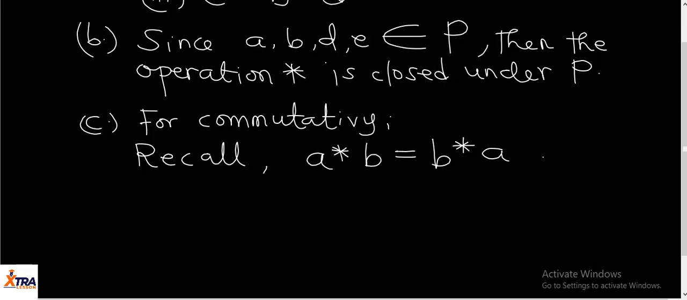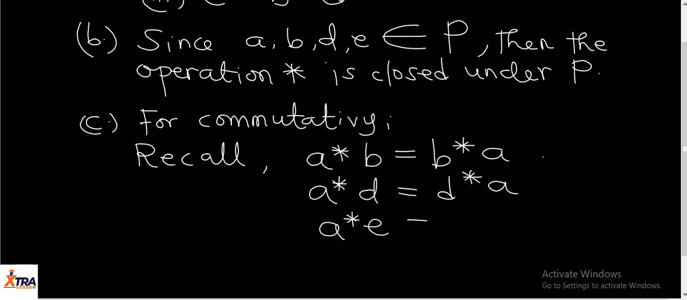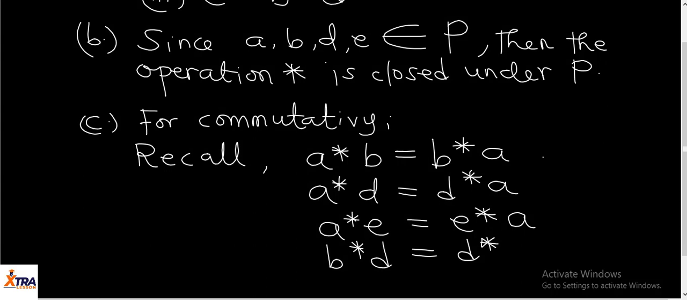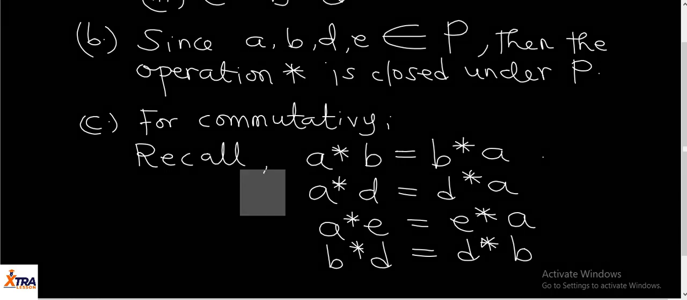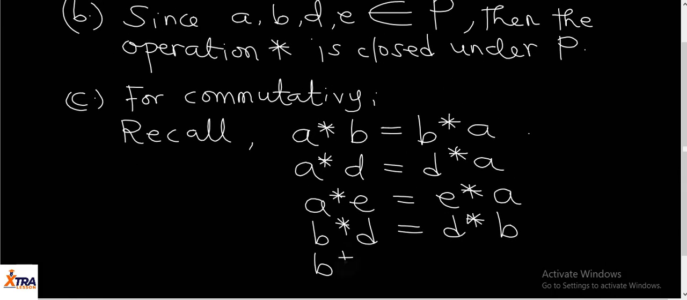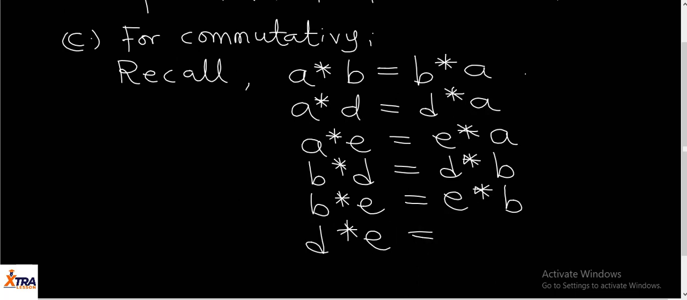That is, if I have A operation D, it should also give me D operation A. If it is A operation E, it should also give me E operation A, and so on. B operation D should also give me D operation B, to show that it is commutative. Another one we should have is B operation E giving E operation B, and the last one is D operation E, which should give E operation D. Then you can consider all this from the table.